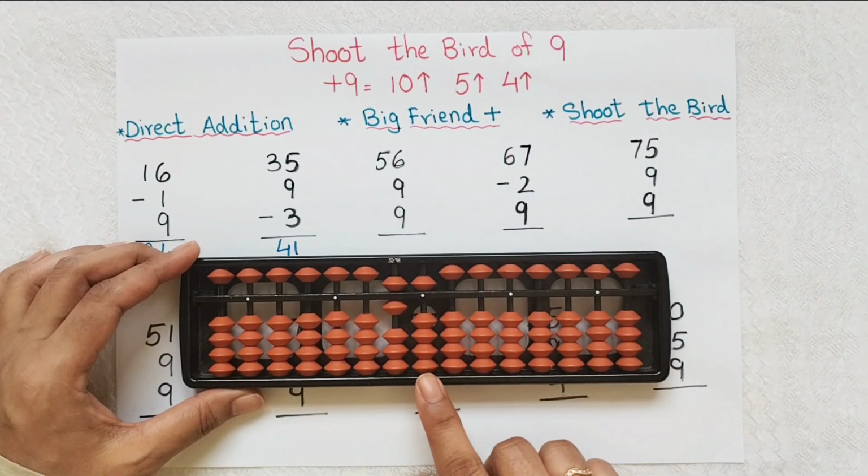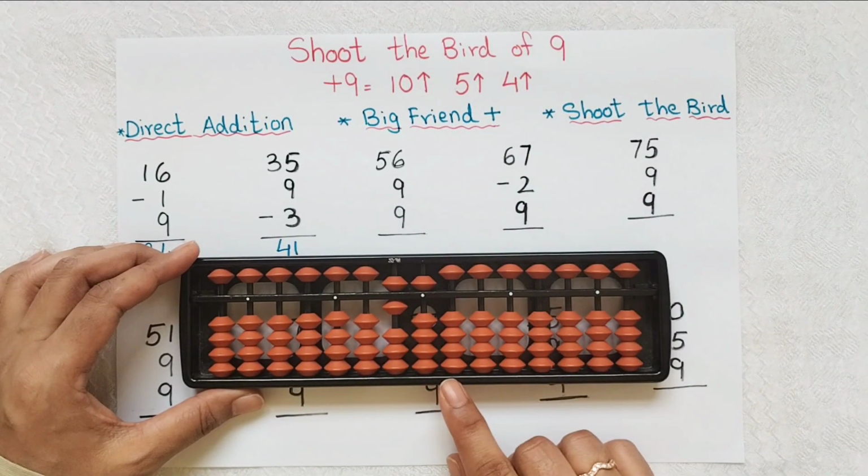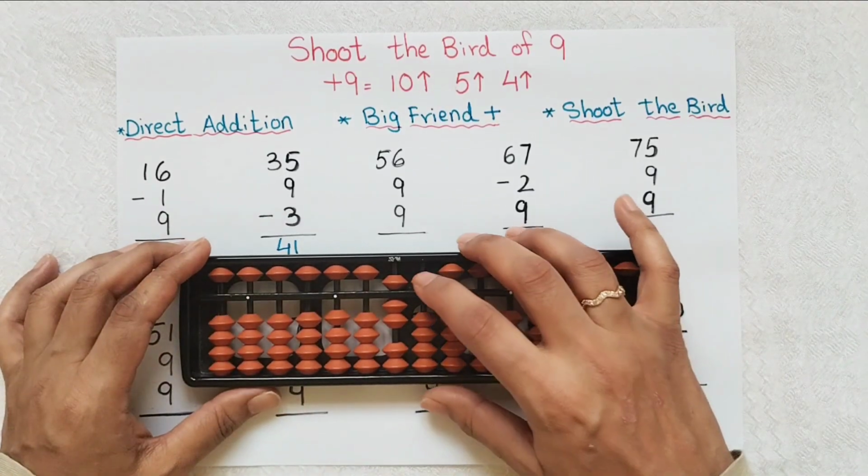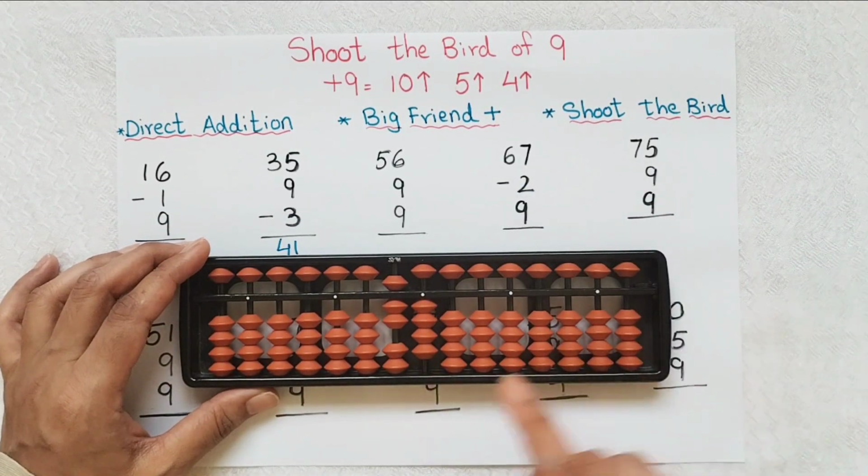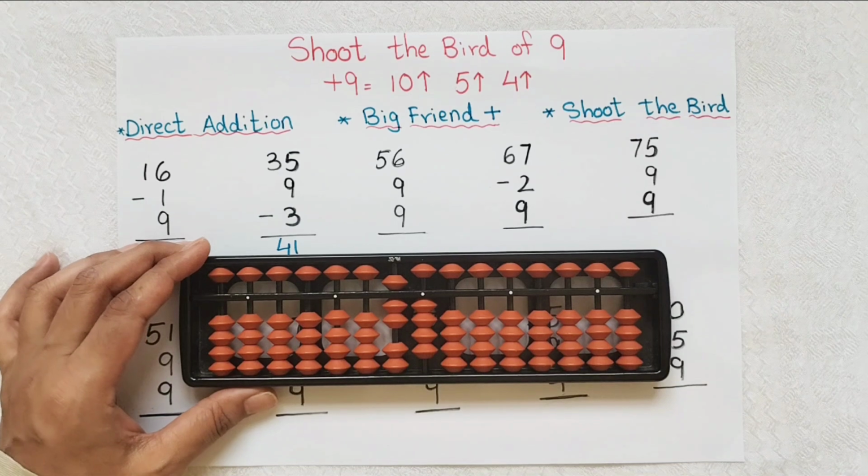Now what will I do? I will use shoot the bird technique. 10 up, 5 up, 4 up. My answer is 74.